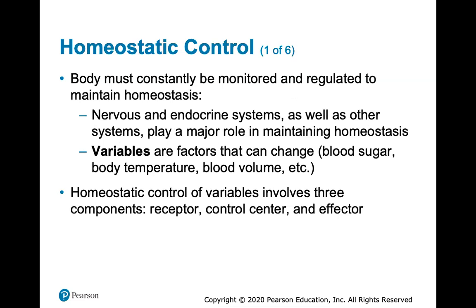So how does your body maintain this constant internal environment? Your nervous and endocrine systems play a major role. Variables are factors that can change. This could be your blood glucose levels, so how much glucose is in your blood, your blood sugar, your body temperature, blood volume, so the amount of blood being circulated in your arteries at a certain point in time. These variables are all constantly changing, and your body tries to maintain them all in what we call a normal range.